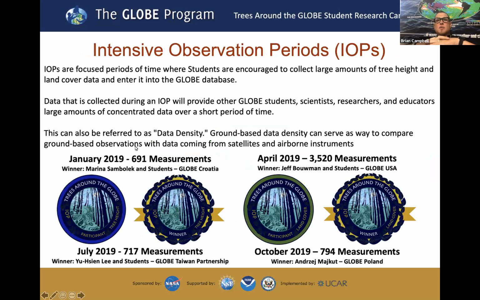Our intensive observation period, I'm going to point you down to the bottom right. October 2019 just finished, October 31st, and we had 794 measurements. And everyone who participated, who collected the land cover measurements and at least one other measurement during October, received a digital badge on their Globe personal page.